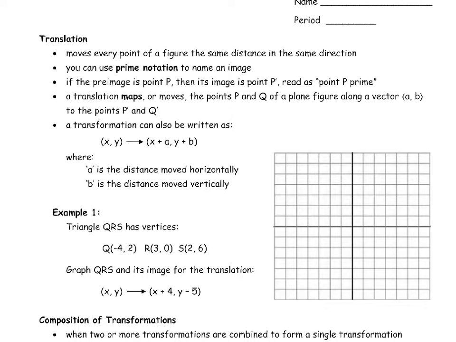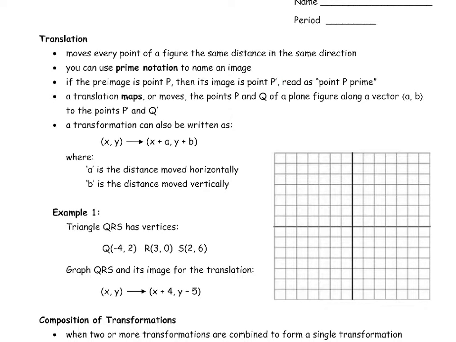All right, now we are looking at translation, okay, which is what we're going to focus on today. A translation moves every point of a figure the same distance in the same direction. You can use prime notation to name an image. If the pre-image is point P, then its image is point P prime, which is what this denotes, okay? That's how you'd read it.